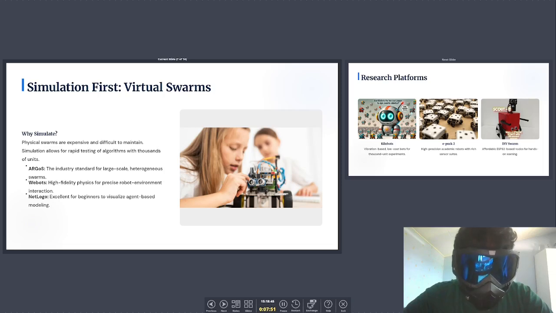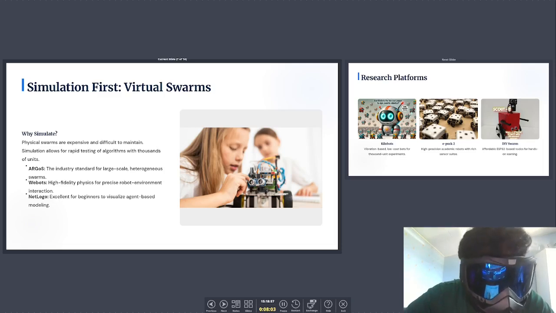Simulation first. Why do we simulate? Physical swarms are expensive and difficult to maintain. Simulation allows rapid testing of algorithms with thousands of units. Here's some simulation. We have ARGoS, the industry standard for large-scale heterogeneous robots. Then we have Webots, high-fidelity physics for precise robot environment interaction. Then we have NetLogo, excellent for beginners to visualize agent-based modeling.